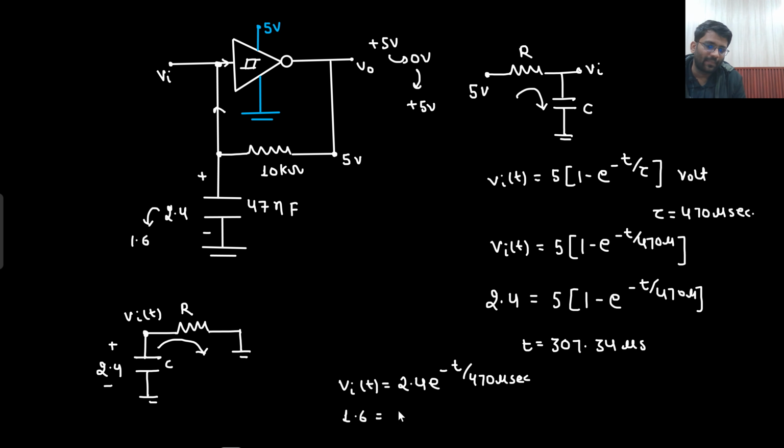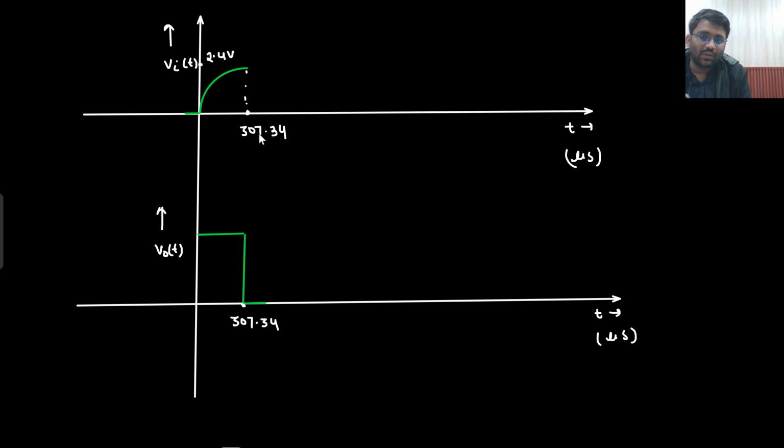So how much time would it take to go from 2.4 to 1.6? That time I can find out, using e to the power minus t by 470 microsecond. It would take ln of 1.6 divided by 2.4 into 470, which is 190.56 microsecond. So in 190.56 you need to add up 307.34, and that becomes 497.90.